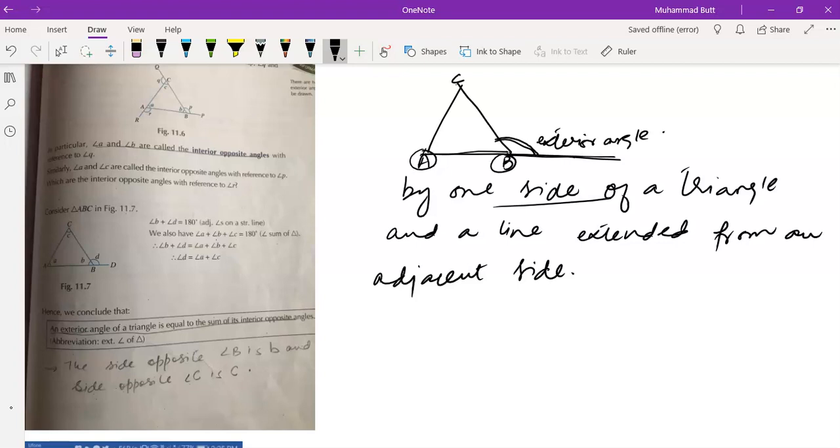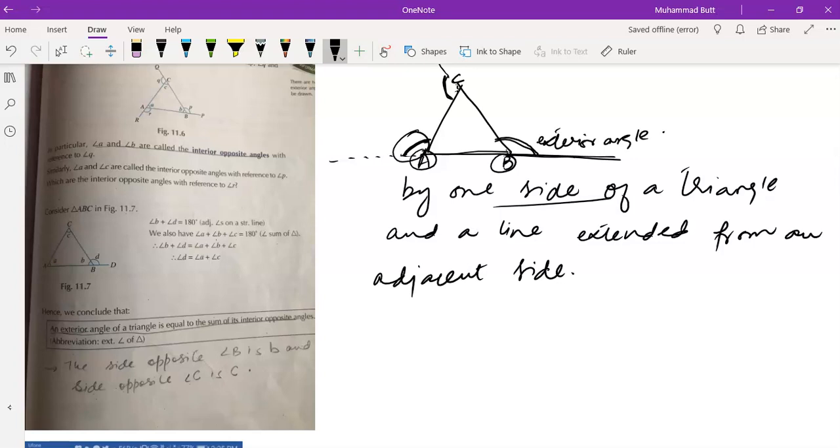So over here, if AC is one side of a triangle, its adjacent side is BC, we are going to extend it, and the angle formed over here is also exterior angle. Similarly, if AC is the line and BA could be extended over here, this is the exterior angle. We'll take one side of the triangle and the adjacent extended side, and the angle which is formed by these two sides is called the exterior angle, and it is always outside the triangle.